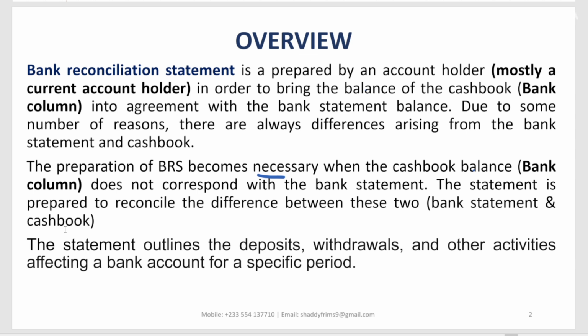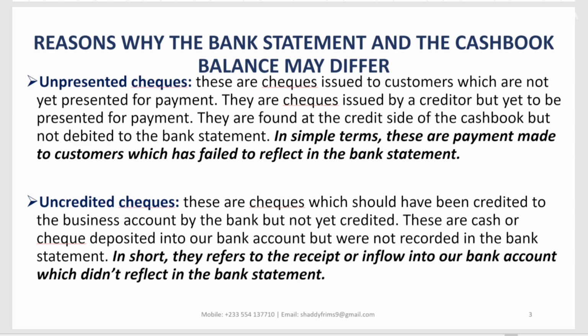Now let's look at some of the reasons why the bank statement balance and the cash book balance may not be the same. We will always be having differences. One is because of unpresented checks. These are checks issued to customers which are not yet presented for payment. They are checks issued by a creditor but yet to be presented for payment. They are found on the credit side of the cash book but have not been debited to the bank statement. So in simple terms, these are payments made to customers which have failed to reflect in the bank statement.